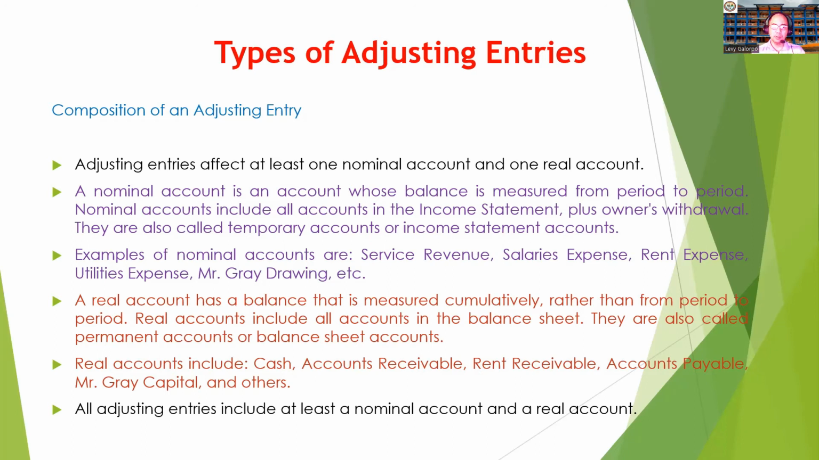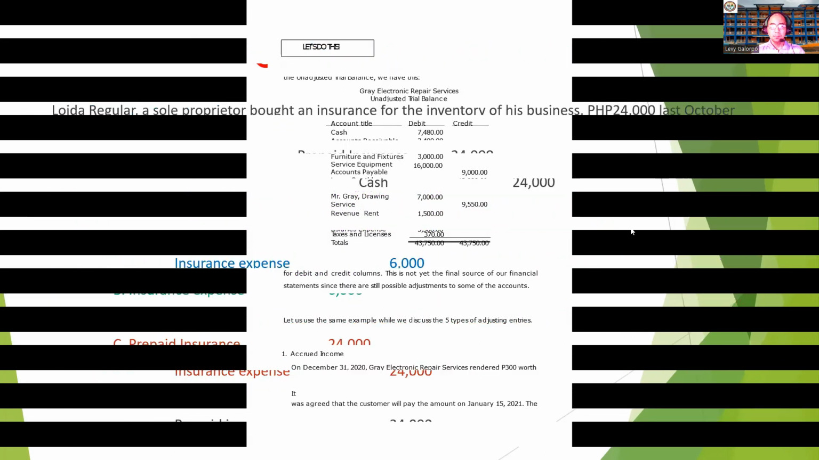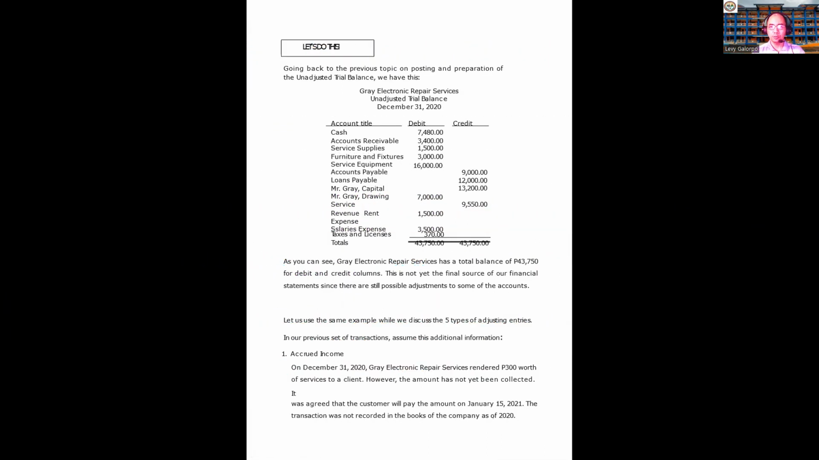All adjusting entries include at least a nominal account and a real account. Now, let us have some examples of these adjusting entries. So, example, meron ditong unadjusted trial balance. As of December 31, 2020, we have the debit and credit totals of 43,750. Ano-ano mga nandito sa unadjusted trial balance?